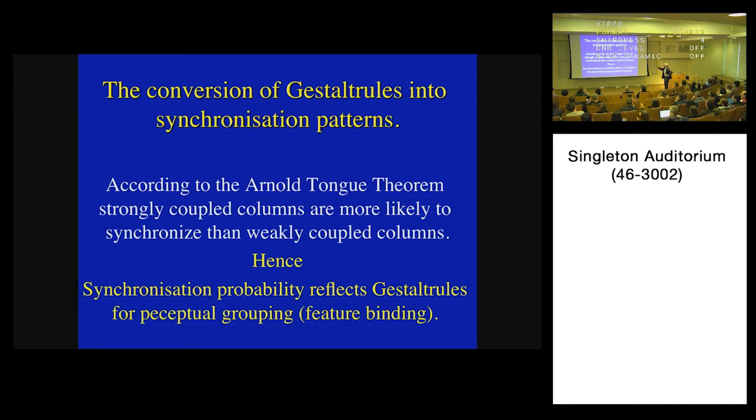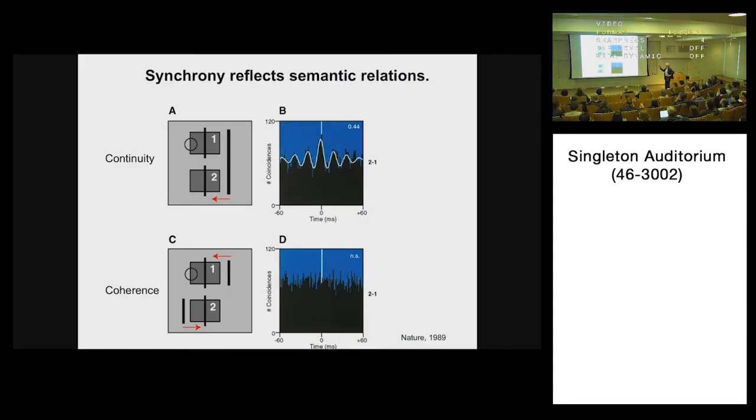So, in this way, the Gestalt rules that reside in the functional architecture of these recurrent connections get translated into synchronization patterns, because the Arnold tongue theorem predicts that strongly coupled columns should synchronize with higher probability than weakly coupled columns. Ergo, if features that often co-occur and should be bound together drive their respective columns, these columns are already more strongly coupled than others, they will synchronize with higher probability, and thus synchronization probability eventually reflects Gestalt criteria that are used for perceptual grouping. Also, this is what the data show.